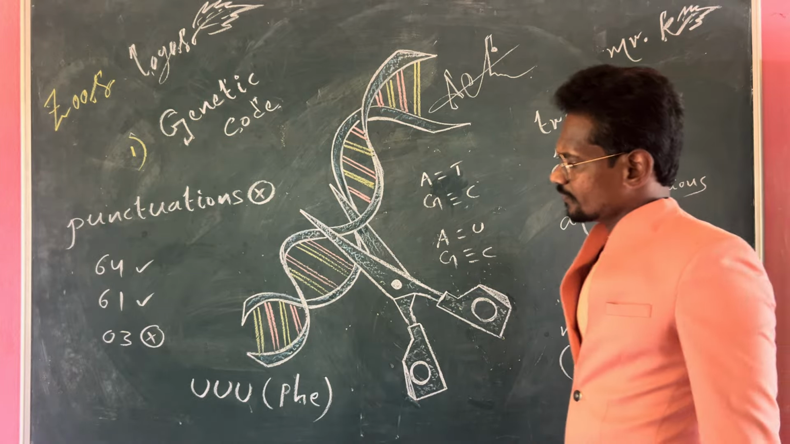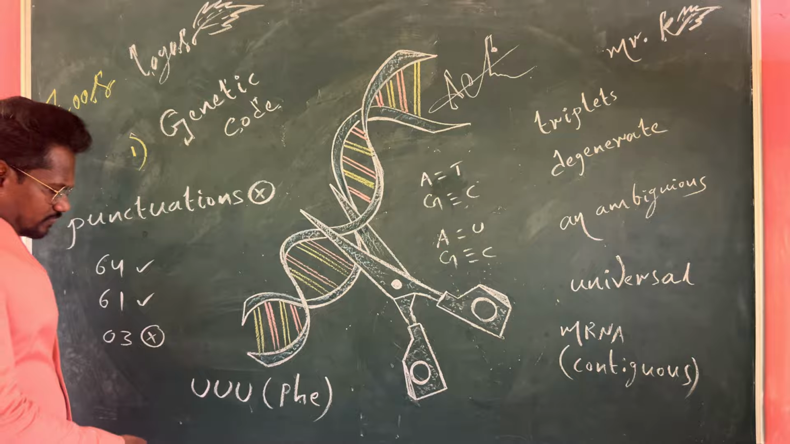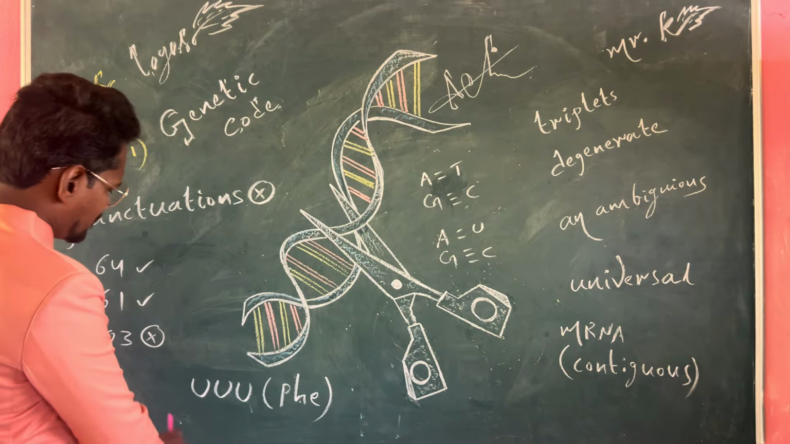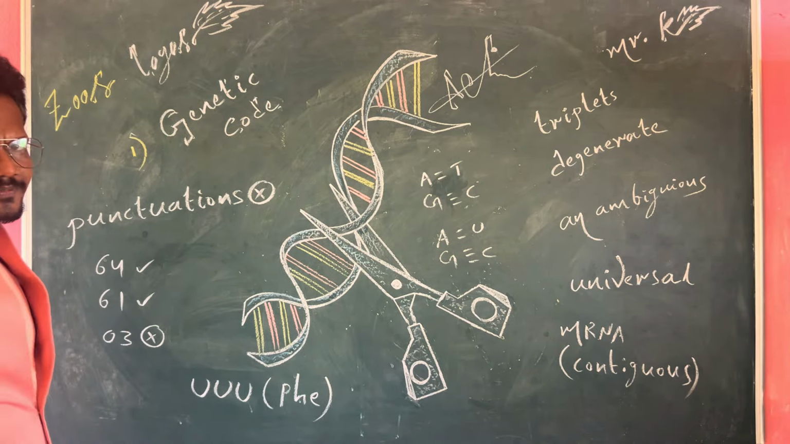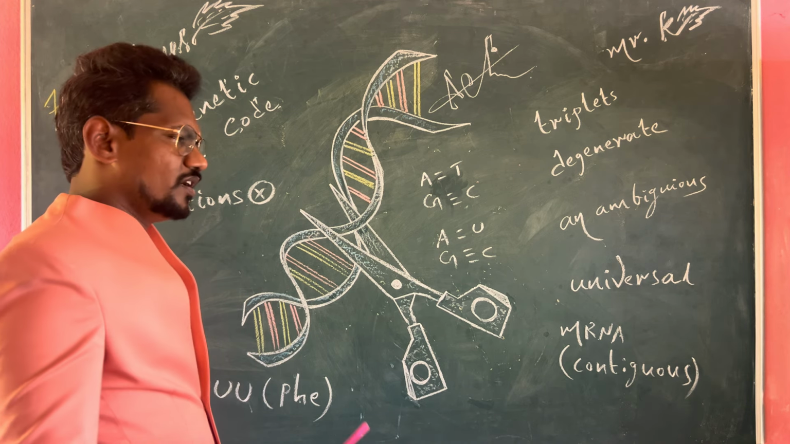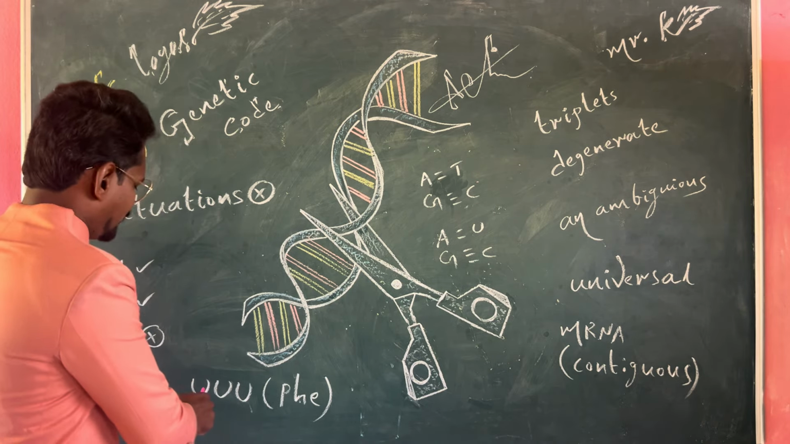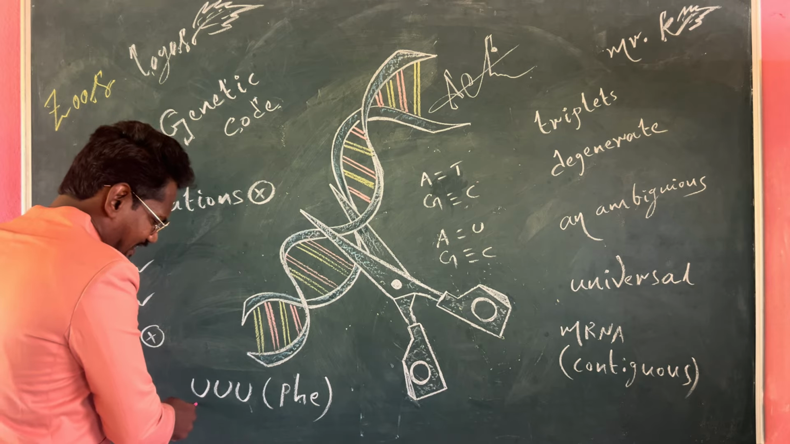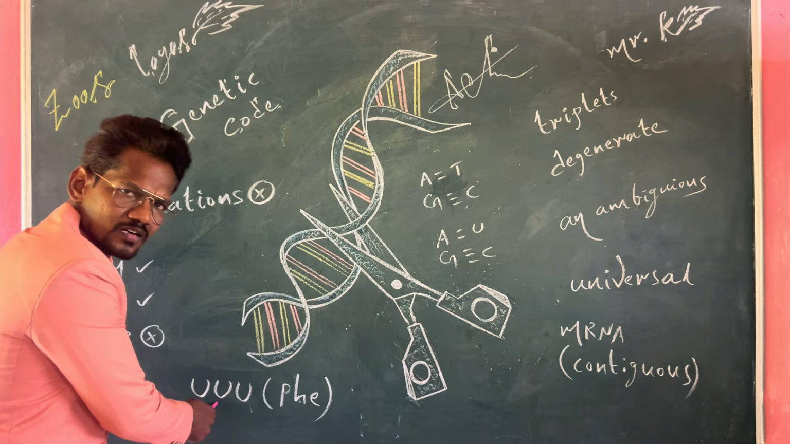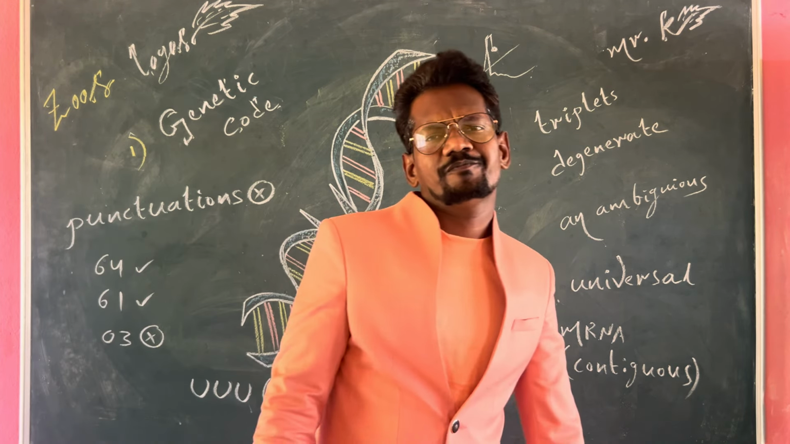Then this is a proof. Genetic code is universal for all organisms, from bacteria to human beings, unicellular organisms, prokaryotes, bacteria, to higher multicellular organisms, eukaryotes. UUU, in the sense, this codon indicates phenylalanine.